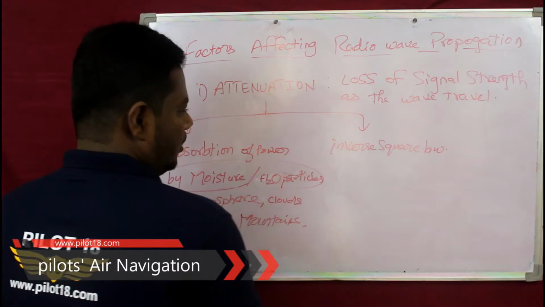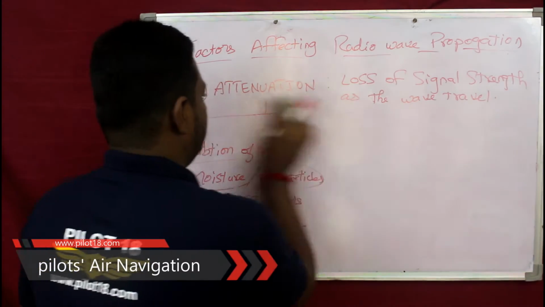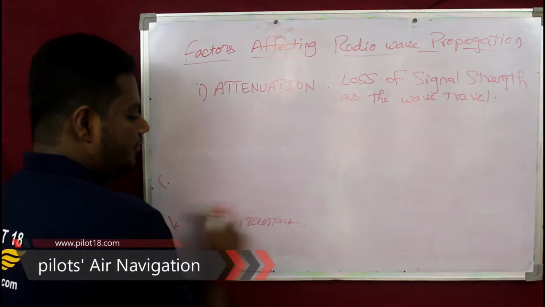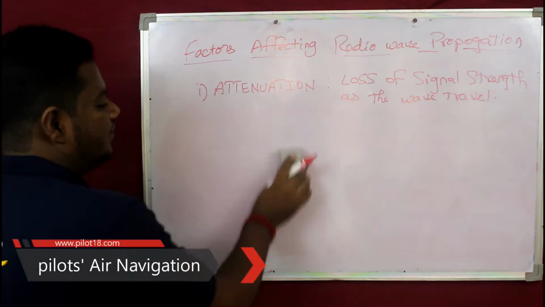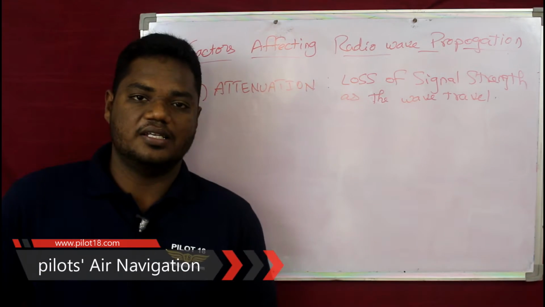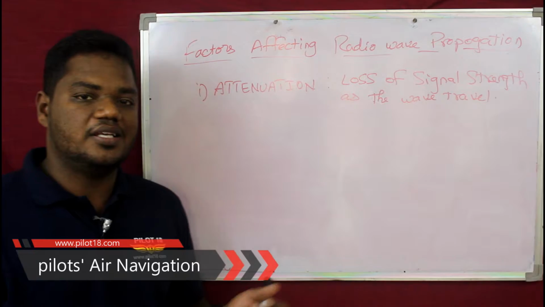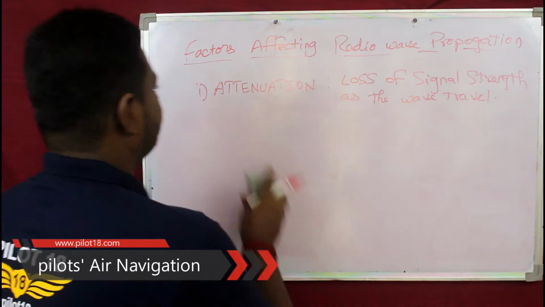So inverse square law, yes, we have seen. So attenuation definition, many times it's been directly asked in the DGCA exam. What is attenuation? Loss of signal strength as it travels outside.